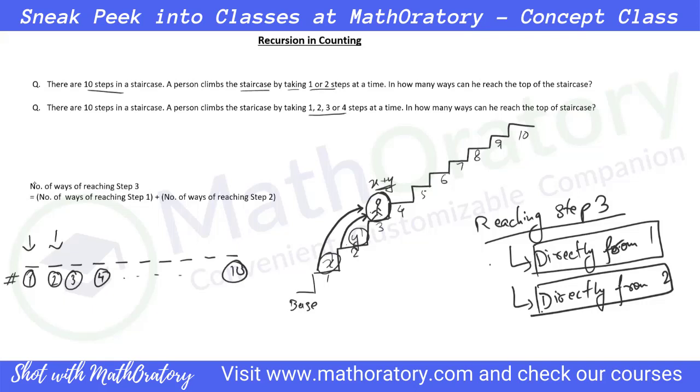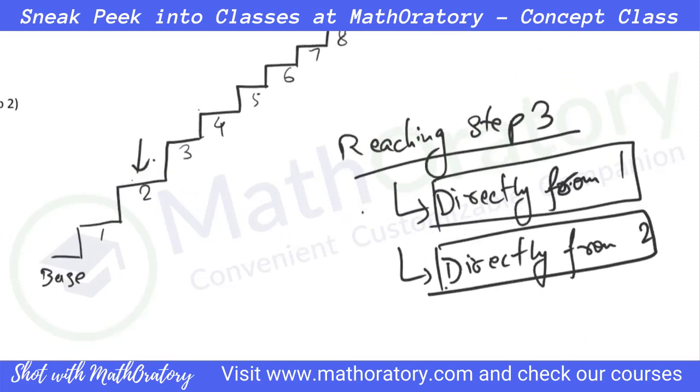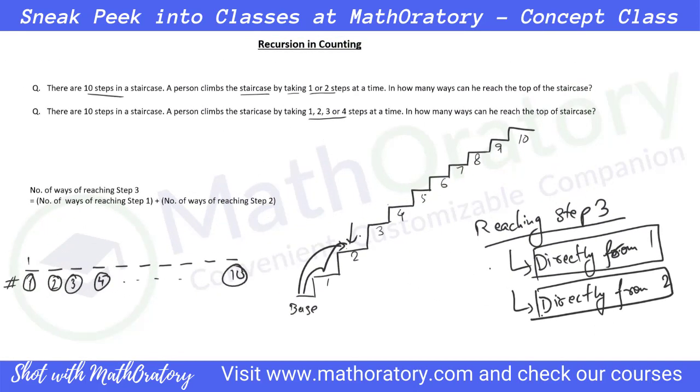Now, this is something I'm going to simplify in a while when I'm solving the second question. But as of now, just count the cases. So step number 1, you can reach in only one way, right? Directly from the base. And step number 2, you can directly go from the base, or he can go to 1 and then to 2, right? So effectively, the number of ways of reaching step 2 will be 2 ways, either directly from the base or via 1 to 2. So that will take care.